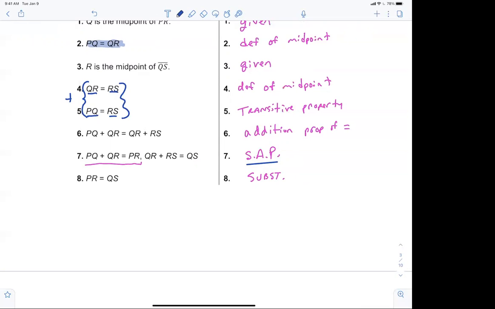Uh-oh, maybe I did make a mistake on that. No, I'm adding these two, I'm sorry. PQ plus QR. I'm adding 2 and 4, not 4 and 5. Look at that, please. Do you see what I'm saying? PQ plus QR. You're adding equals, right? QR and RS. Does that make sense?